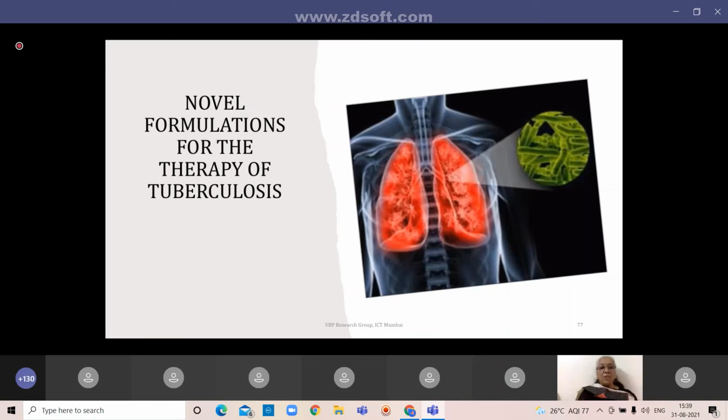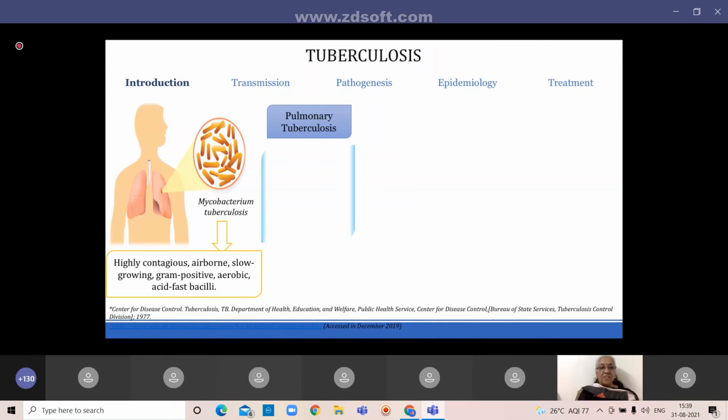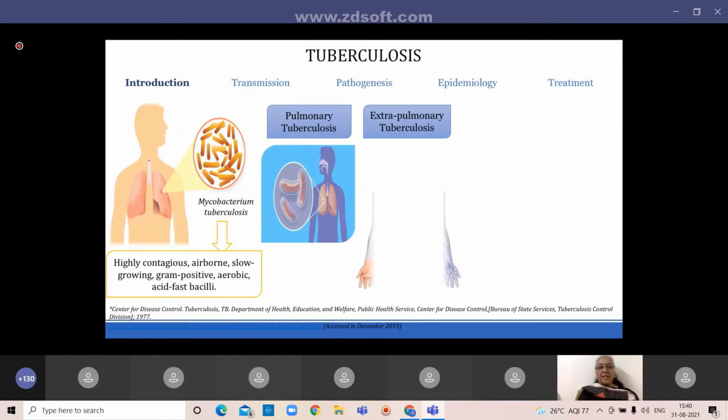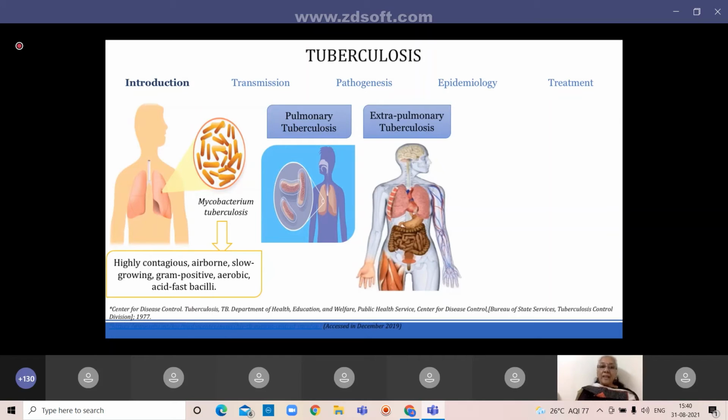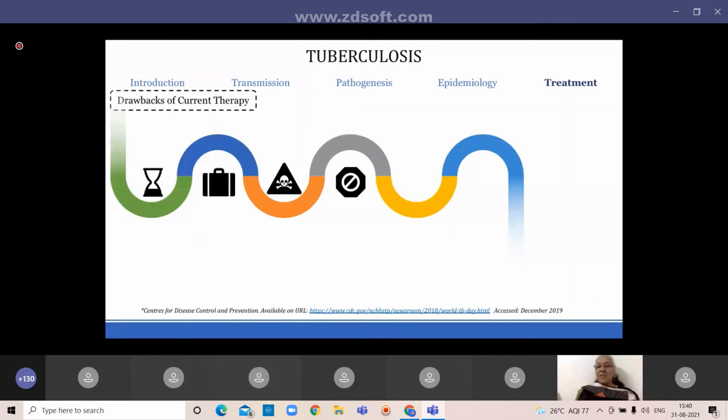Next is novel formulation for therapy of tuberculosis. And I'm sure all of you know about tuberculosis, so I will not take much time here. But yes, it's a very, very contagious disease. One can get pulmonary tuberculosis, which localizes only in the lungs, or it could be extrapulmonary. Extrapulmonary could be in the brain or bones. It could be many of the organs. Many times it does go undiagnosed. Many times if you have low grade fever and you ignore it, go on taking paracetamol, it's better that you get tested for this. So tuberculosis, we know, is the top infectious killer in the world.